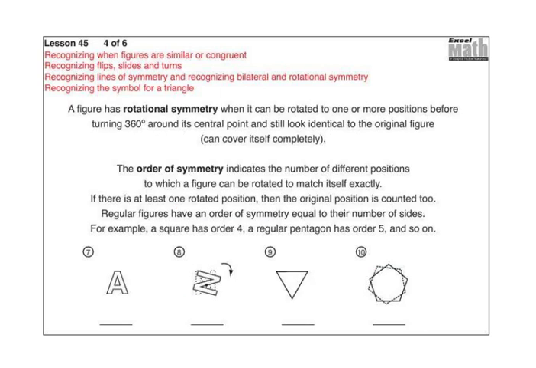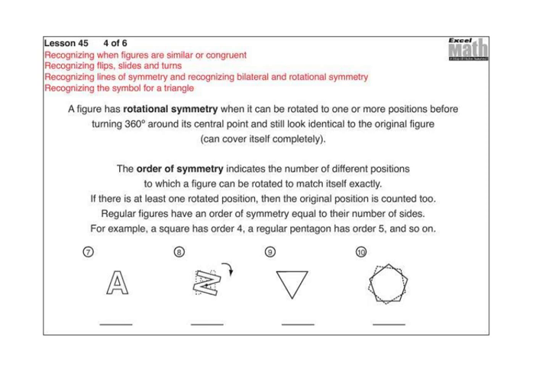A figure has rotational symmetry when it can be rotated to one or more positions before turning 360 degrees around its central point and still look identical to the original figure, can cover itself completely. The order of symmetry indicates the number of different positions to which a figure can be rotated to match itself exactly. If there is at least one rotated position, then the original position is counted too.